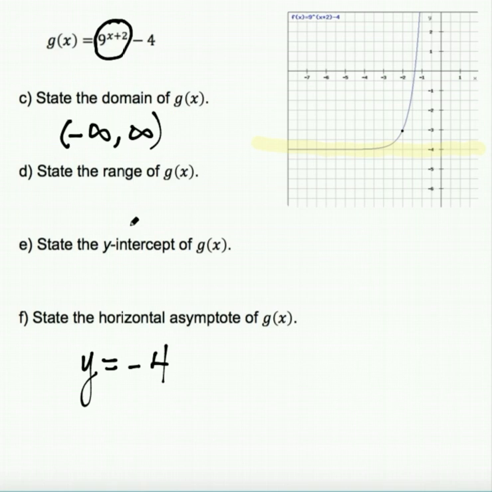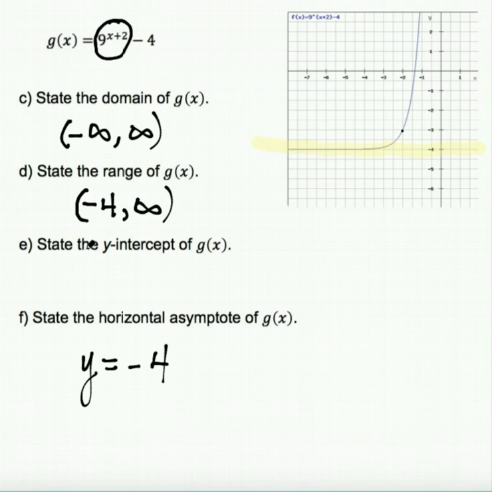The range. Normally, the range of your exponential function was 0 to infinity, but since my horizontal asymptote has shifted down, my range has shifted down. So my new range is everything from negative 4, not including negative 4, up to infinity.